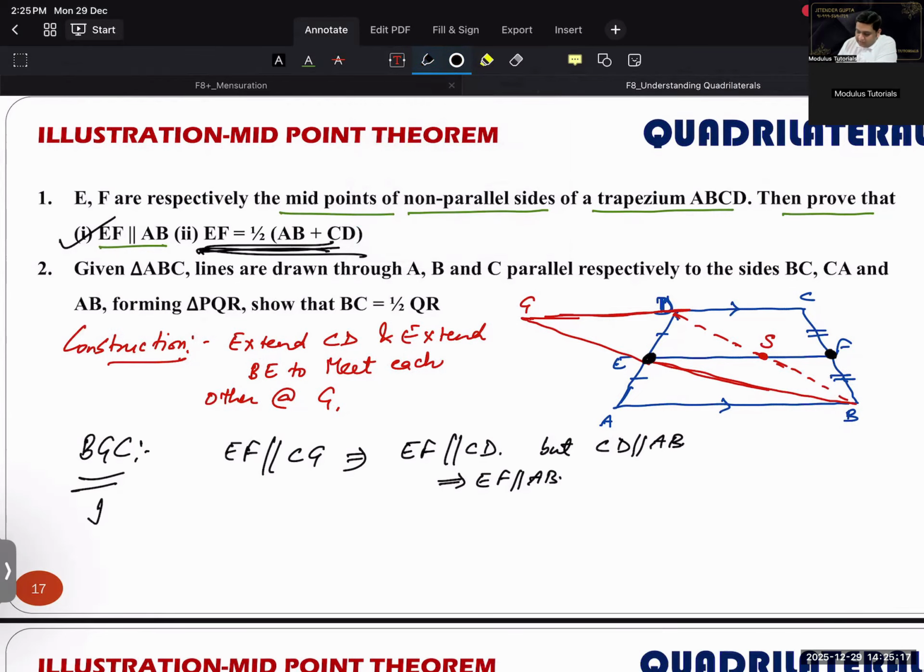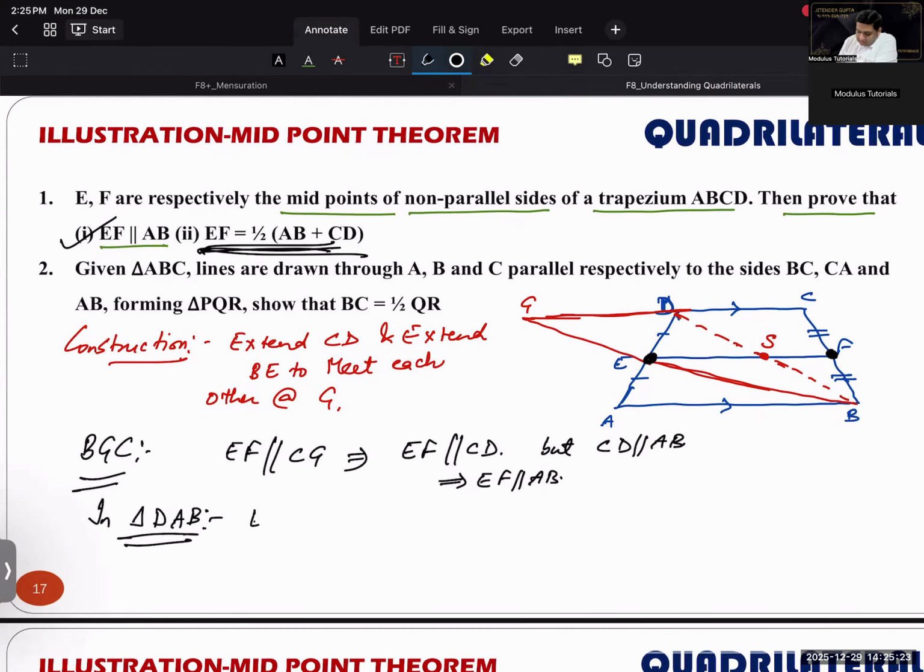Now nothing, in triangle DAB, E is the midpoint. E is already the midpoint. And ES is parallel to AB. So by the converse of the midpoint theorem, S is the midpoint. I hope there is no problem. In fact, S is the midpoint. Yes, S is the midpoint, right?